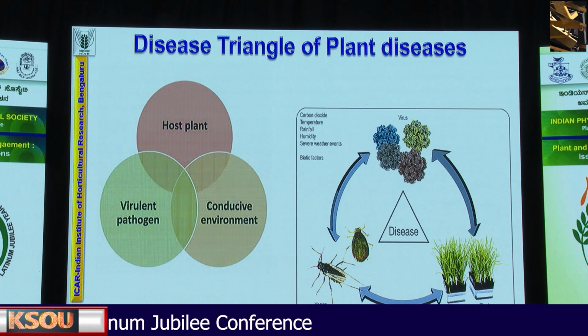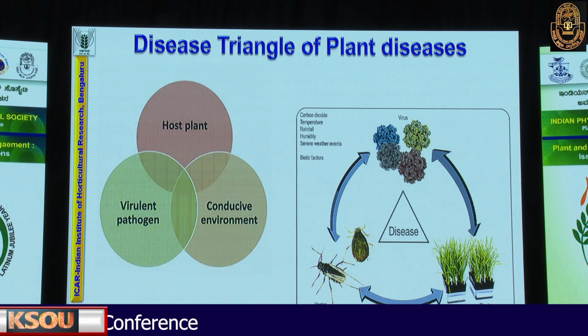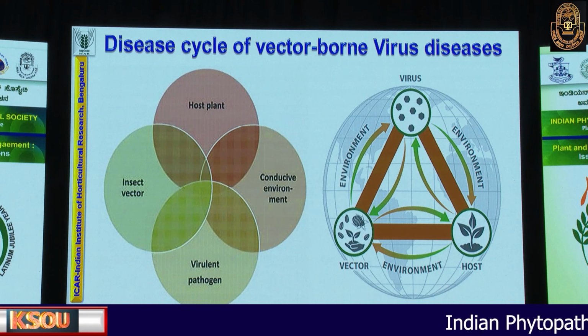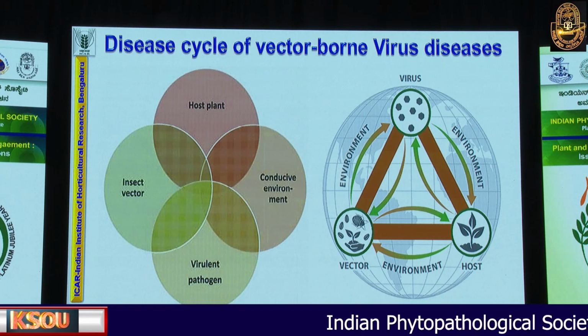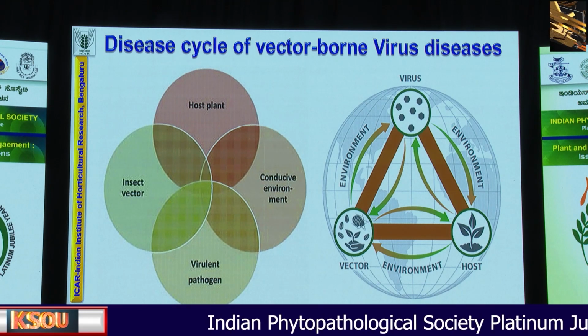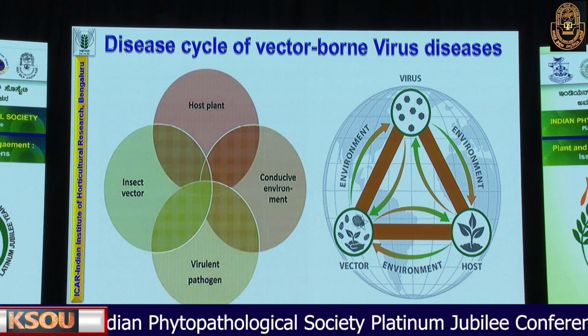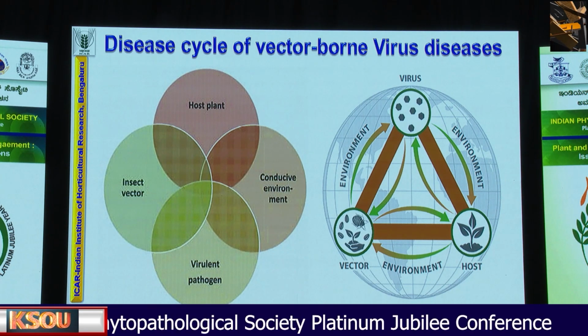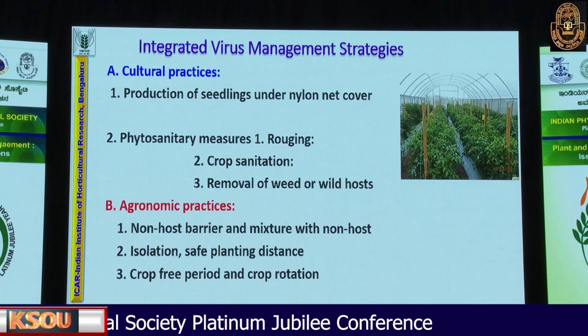As any plant pathologist is aware, we know the host plant and pathogen interaction, the disease triangle. Whereas in the case of viruses, there is a fourth factor, the insect vector, so it is a tripartite interaction: virus, vector and host. Then the environment influences all three factors. The fourth factor is very critical for successful development of the virus disease, and therefore for any attempts at management, we need to understand and intervene at each step to prevent disease development.